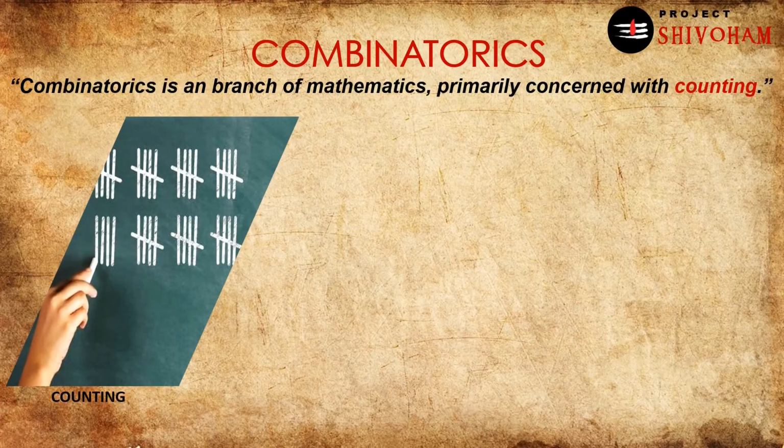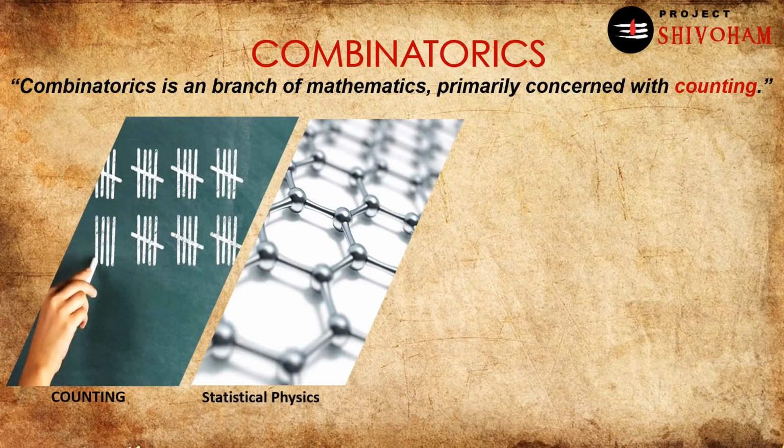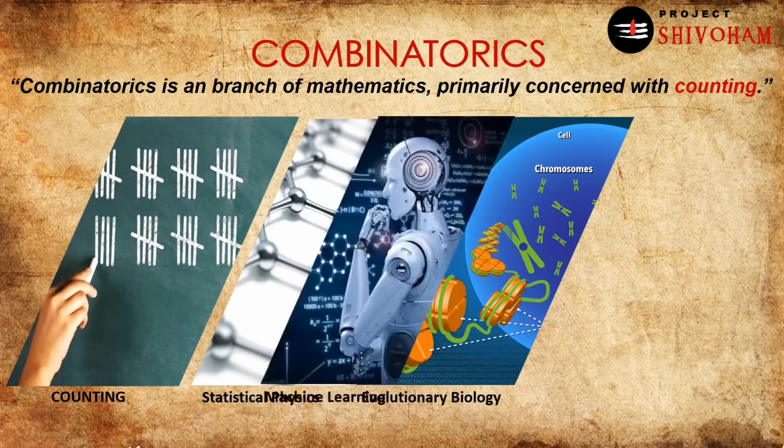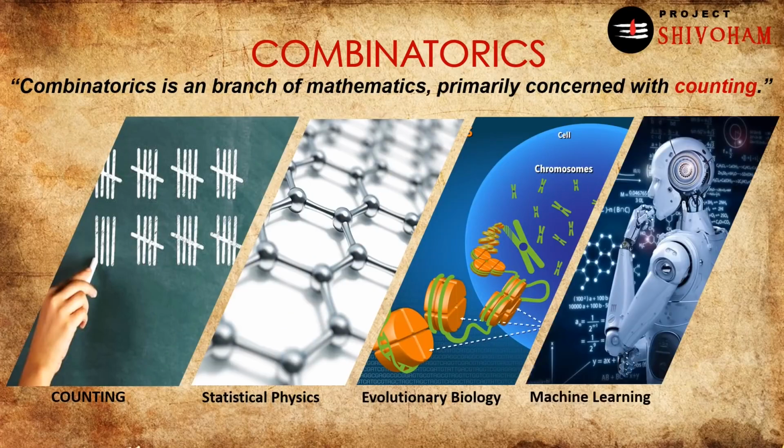You probably know this by a different name, permutations and combinations, in your high school, which is used in fields like statistical physics to study atomic behavior, evolutionary biology to study the combination of chromosomes, or in machine learning to study the exhaustive number of possibilities of making a decision. It is quite easy to understand combinatorics.